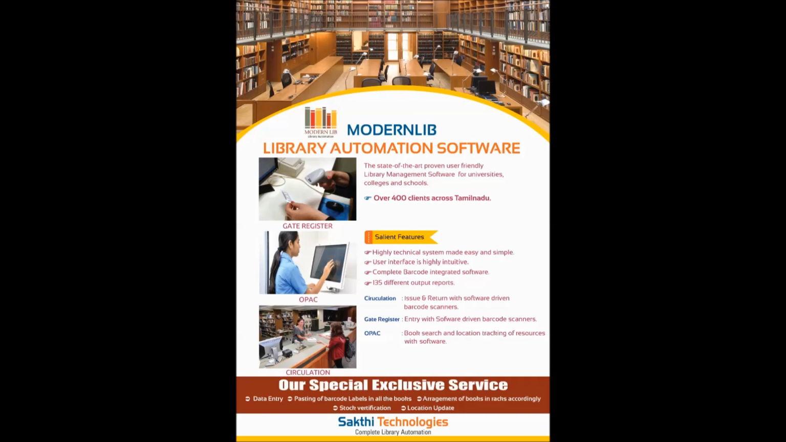MODERNLib mainly has three modules: gate register, OPAC and circulation. Gate register is the software terminal which will be kept at the entrance of the library, where the students can scan their IDs, barcoded IDs, and enter into the library. Their attendance will be registered, their in time will be marked.